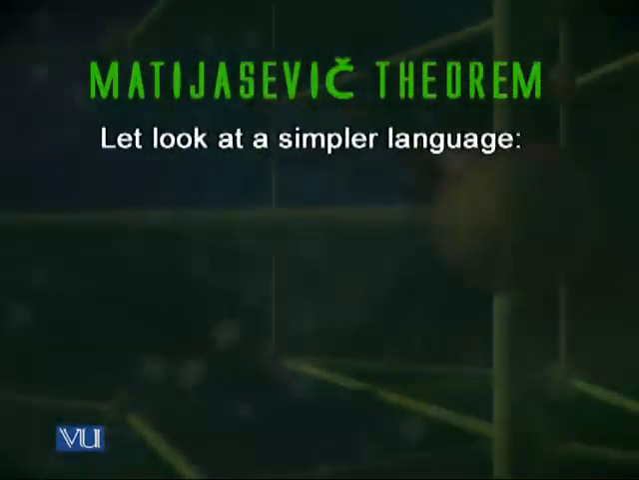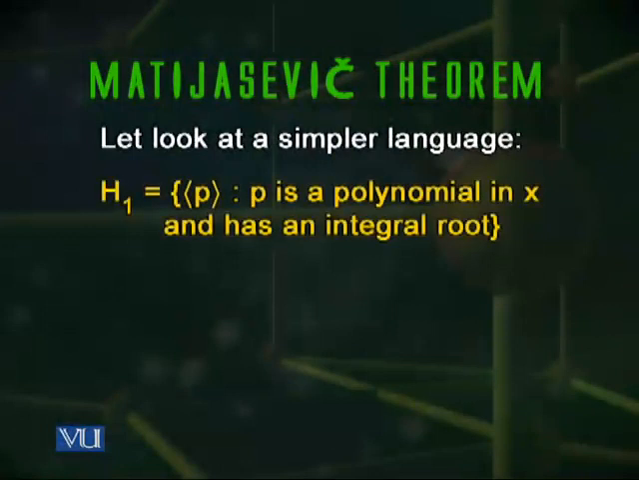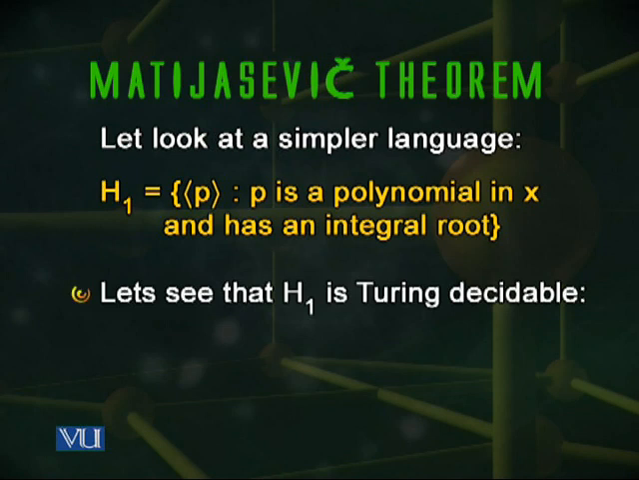Let us now look at a simpler problem. Let's define H1 to be the set of all polynomials in one variable which have integral roots. So formally, H1 is the encoding of all polynomials in one variable, say x, and those polynomials have integral roots. Let's see if H1 is Turing decidable. Let's see if we can make a decider that accepts this language H1.